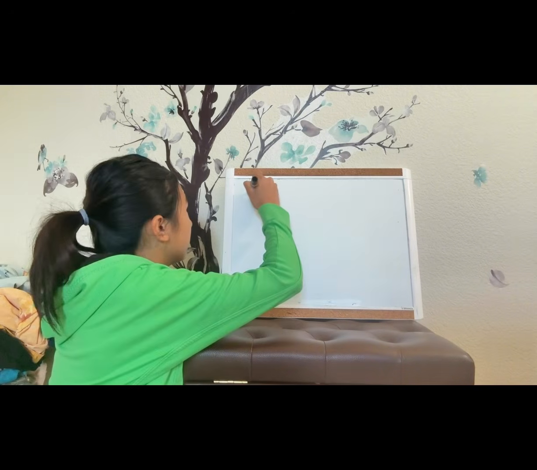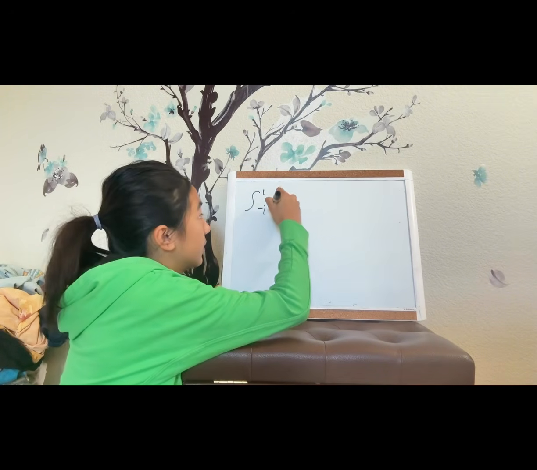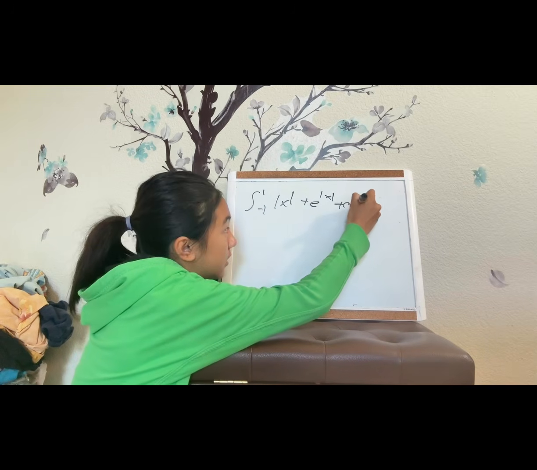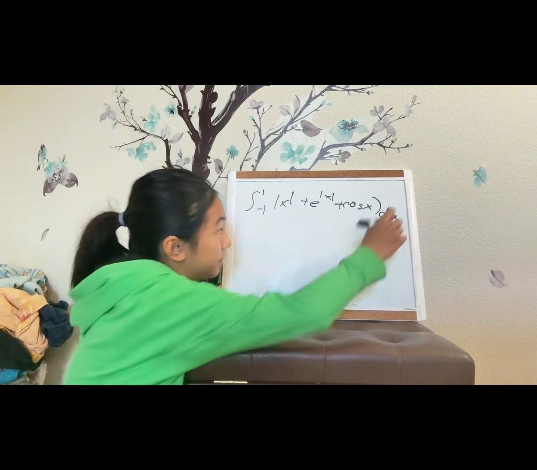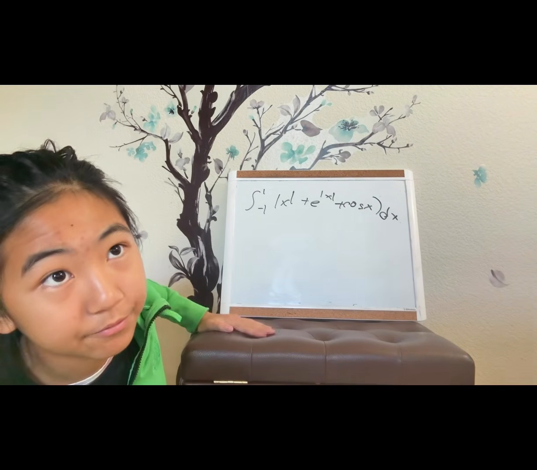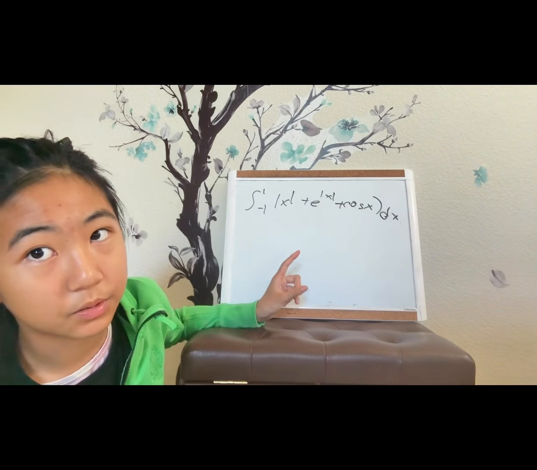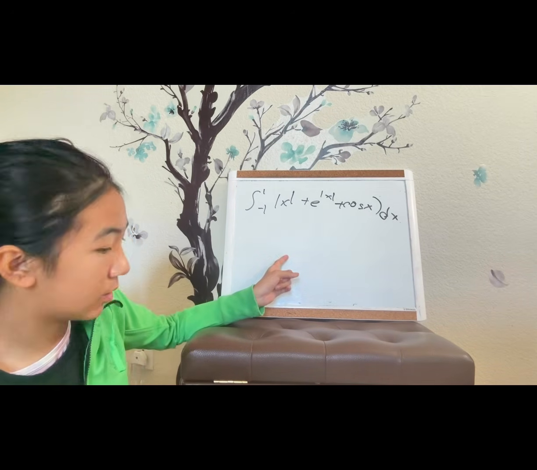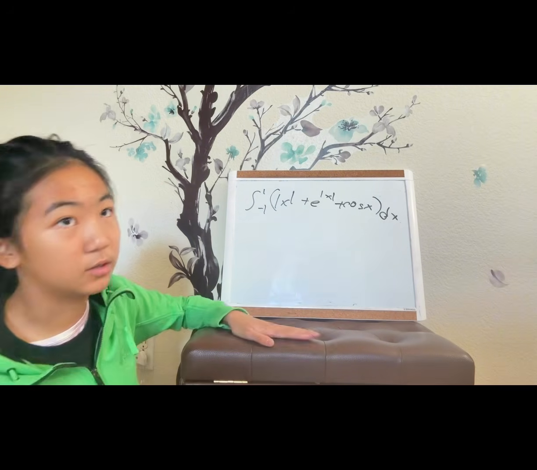Okay, so Act 2, evaluate this monstrosity of an equation. Okay, great. So pause the video. So let's write down the equation. Integration from -1 to 1 of absolute value of x plus e to the x plus cosine x, dx. So here's the thing. You can do it the complicated way like I did last time. But for this question, actually, there's a simpler solution to do it.